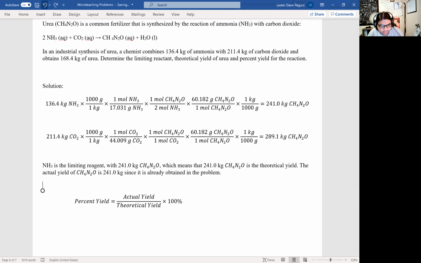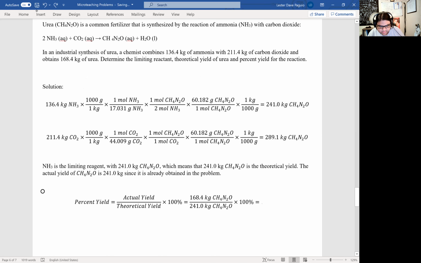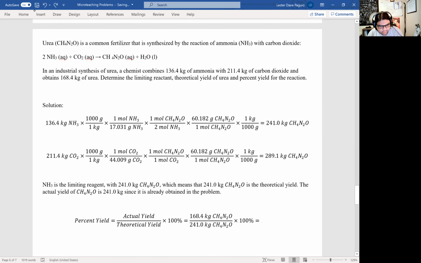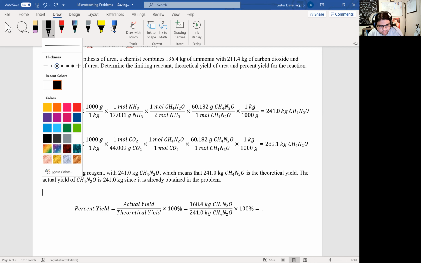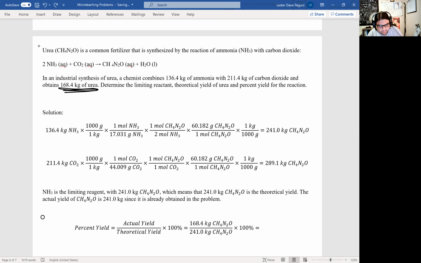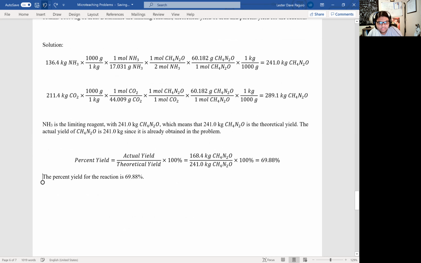So this is the formula of percent yield. The actual yield, again, is 168.4 kilograms, and the theoretical yield is 241.0. By identifying the actual yield, it's already given in this part. So now the percent yield for this reaction is 69.88%.